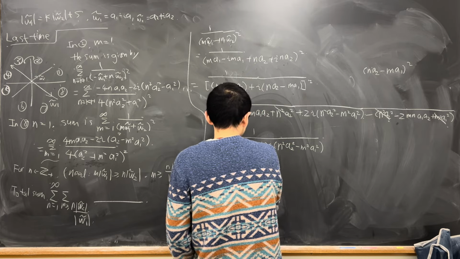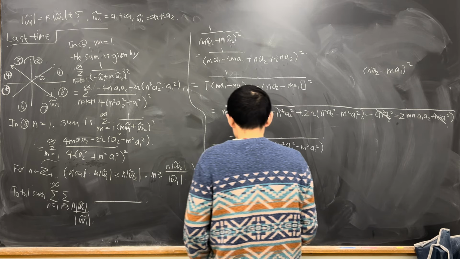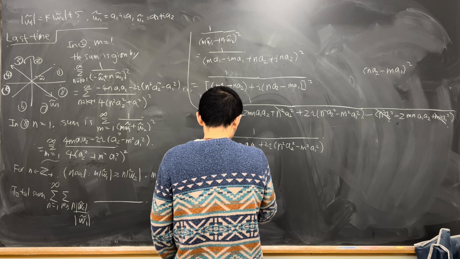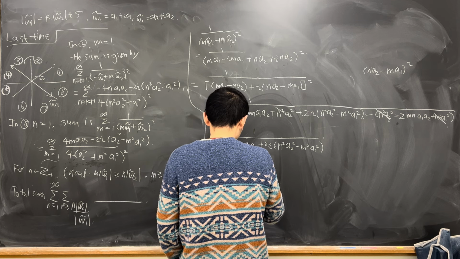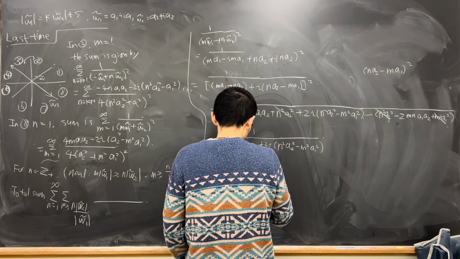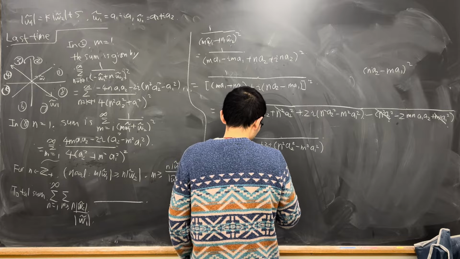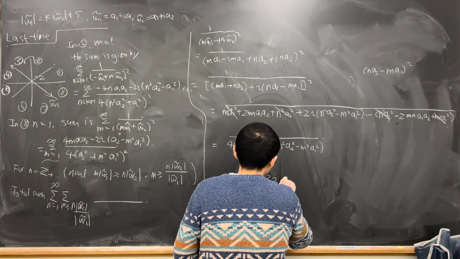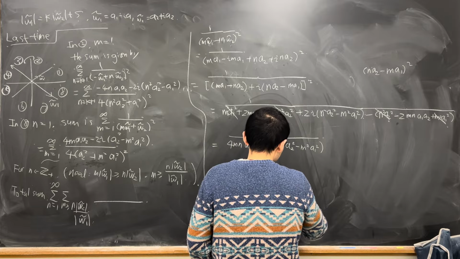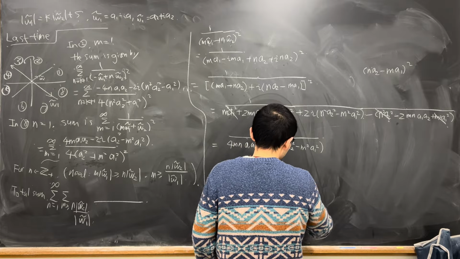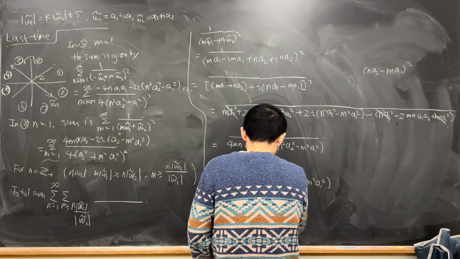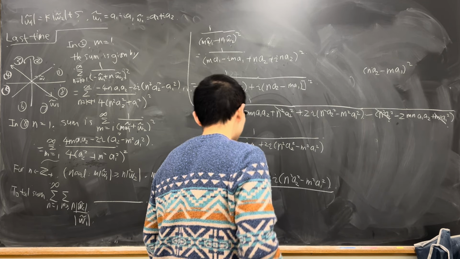So now I multiply by the conjugate. Okay. So which is equal to, on the top, 4mnA1A2 minus 2i times n squared A2 squared minus m squared A1 squared. Okay. And then for the denominator, okay.